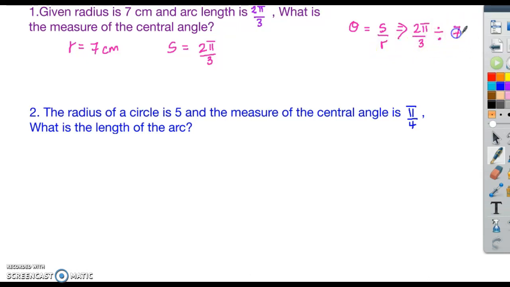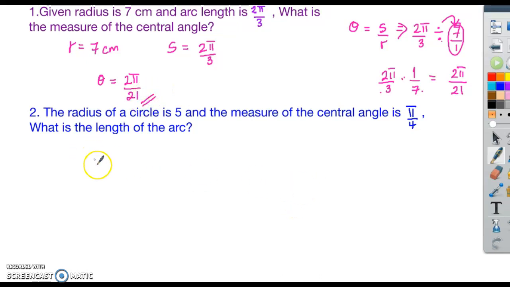divided by, we need to divide it by the radius, which is 7. So the denominator for 7 is 1. So 2 pi over 3 times 1 over 7. We know that division is multiplying by flipping the fraction that comes after it. So our answer is 2 pi over 7 times 3, which is 21. It's not possible to reduce this fraction further. So we can say that the measure of the central angle theta is 2 pi over 21. That's in radians.